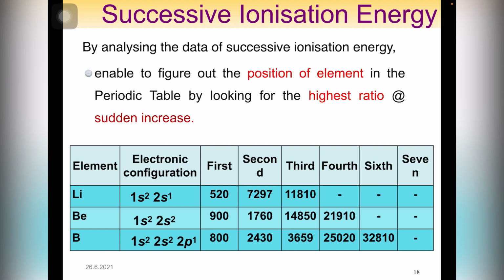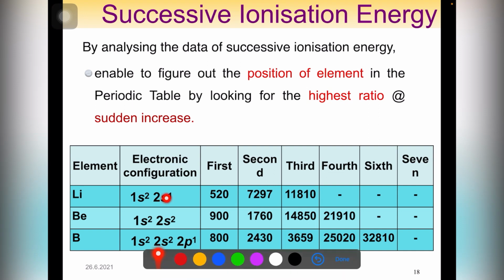For example, we see lithium. This is the electronic configuration for lithium, and these are the first, second, and third ionization energies.